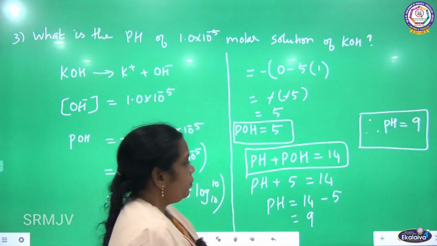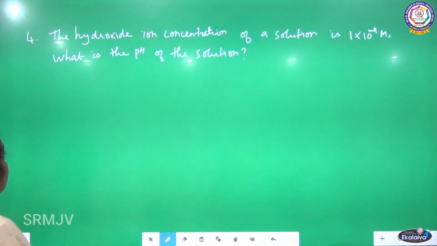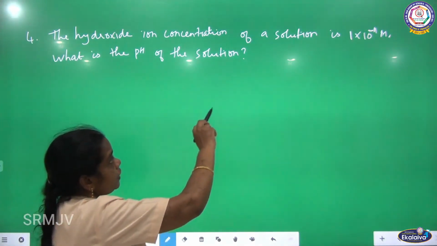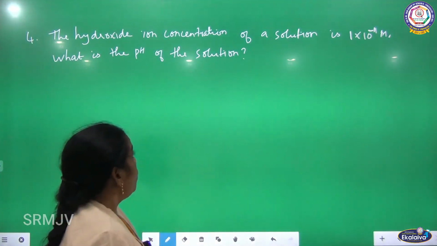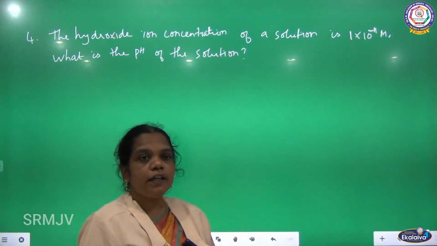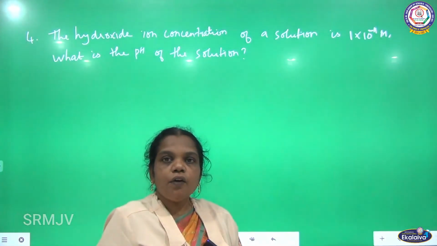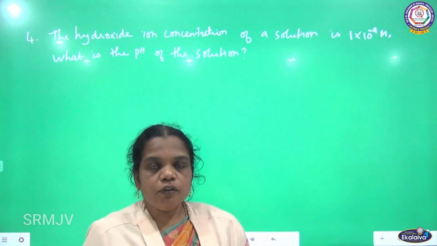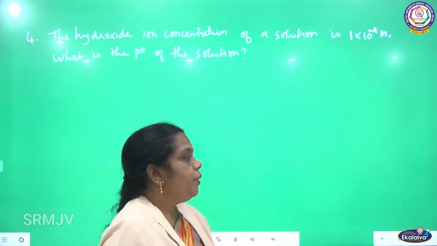And the next problem, now you see this, the hydroxide ion concentration of a solution is 1 into 10 to the power minus 10 moles. What is the pH of the solution? Again the hydroxide ion, or otherwise the OH, the concentration of OH is given. Now you want to find the pH for the solution, and then you have to find whether the given solution is an acidic medium or basic medium.